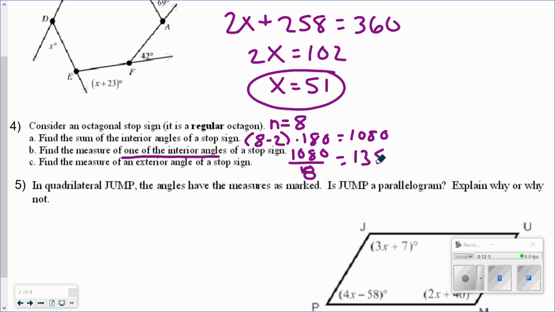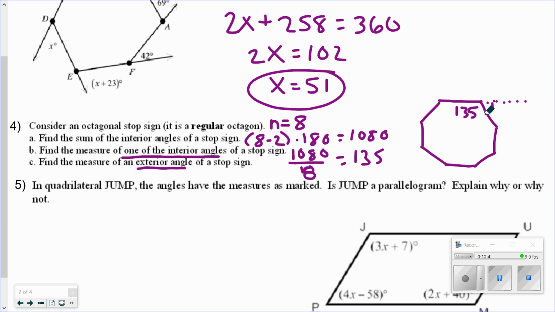And then lastly, find the measure of the exterior angle of a stop sign. Well, if one measure of the interior angle is 135, and we have an exterior angle, let me sketch this out. So here's my octagon. If this angle right here is 135, I also have this exterior angle here.